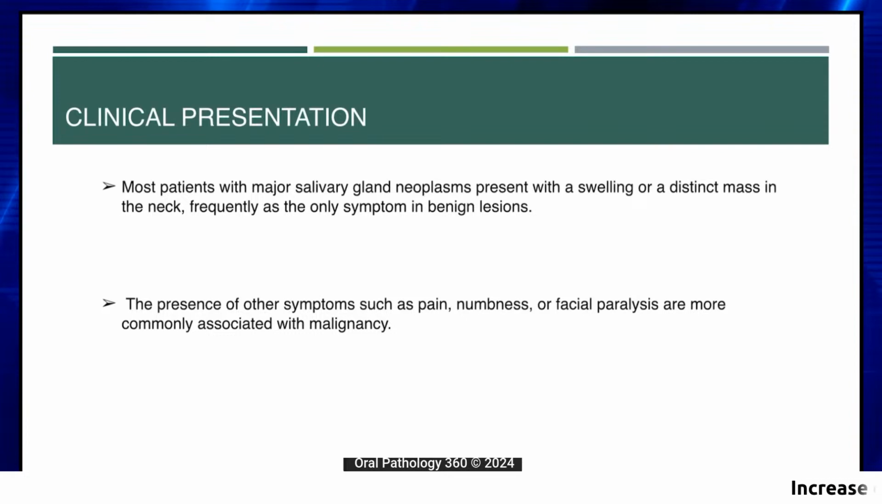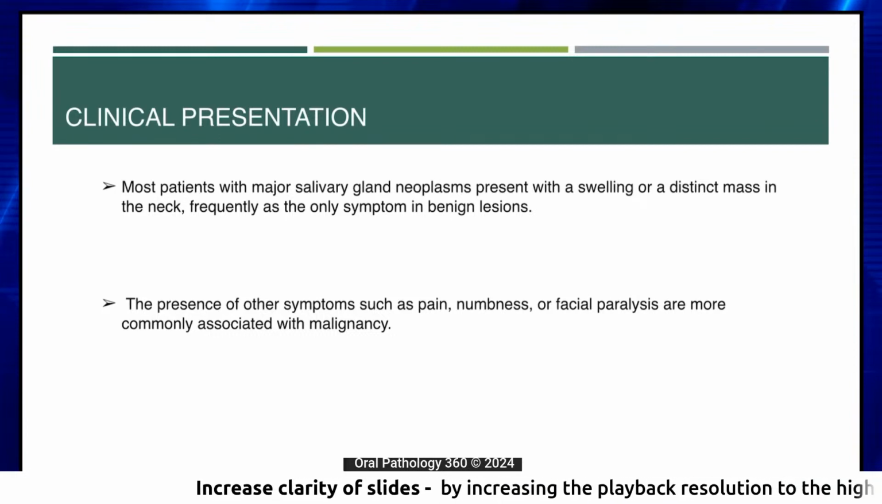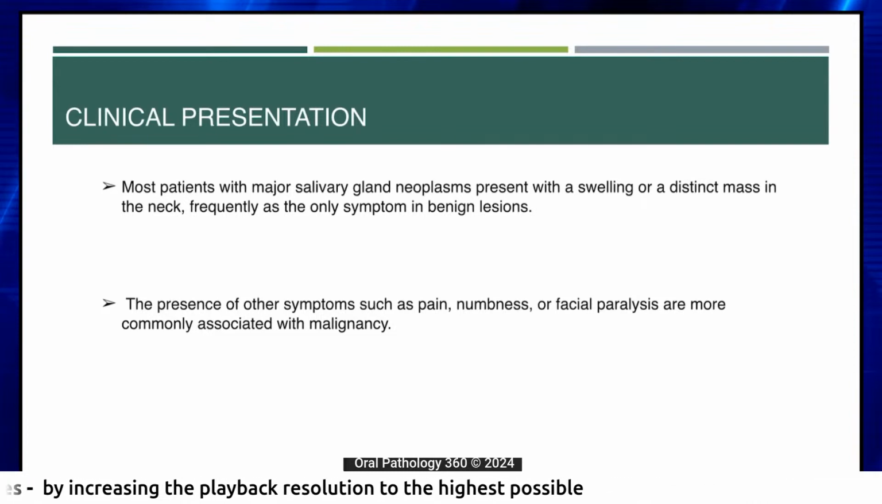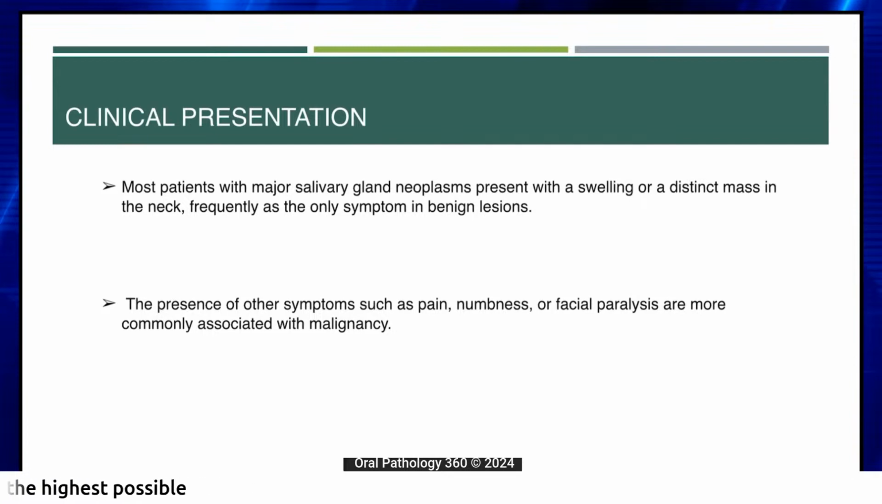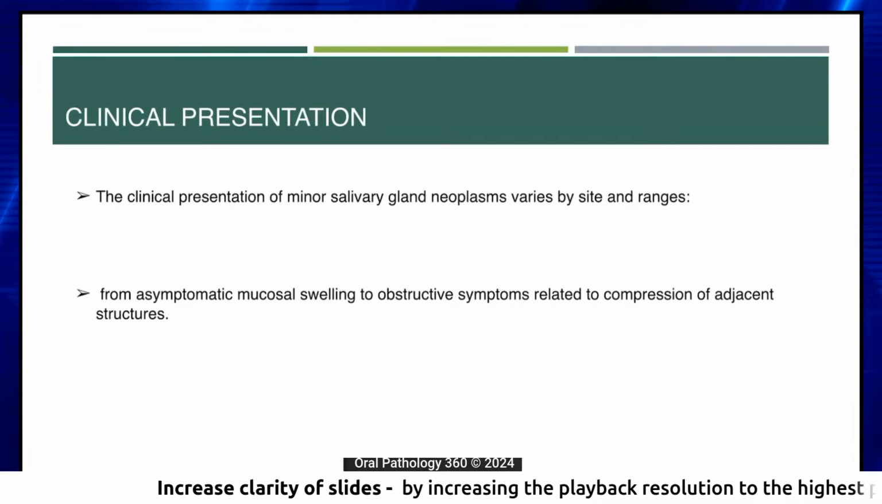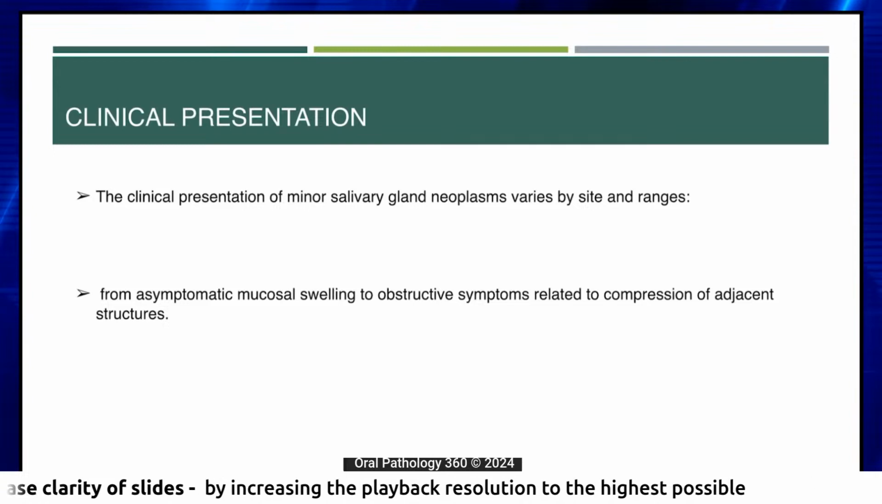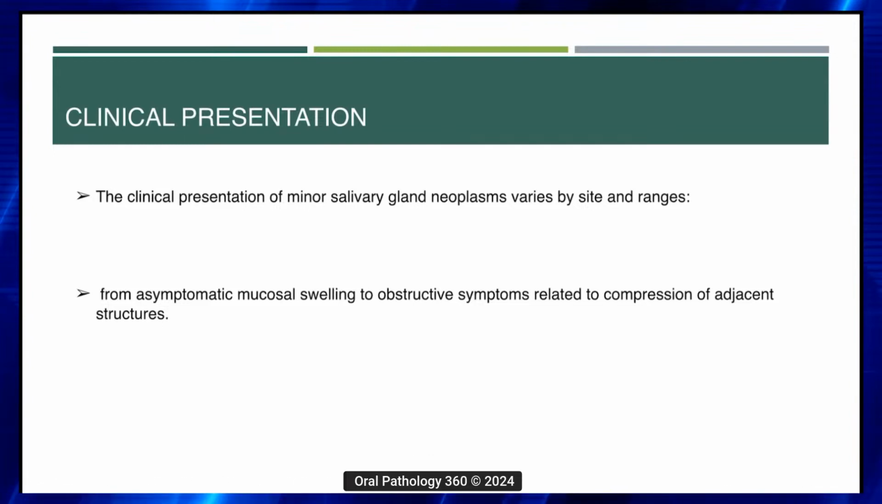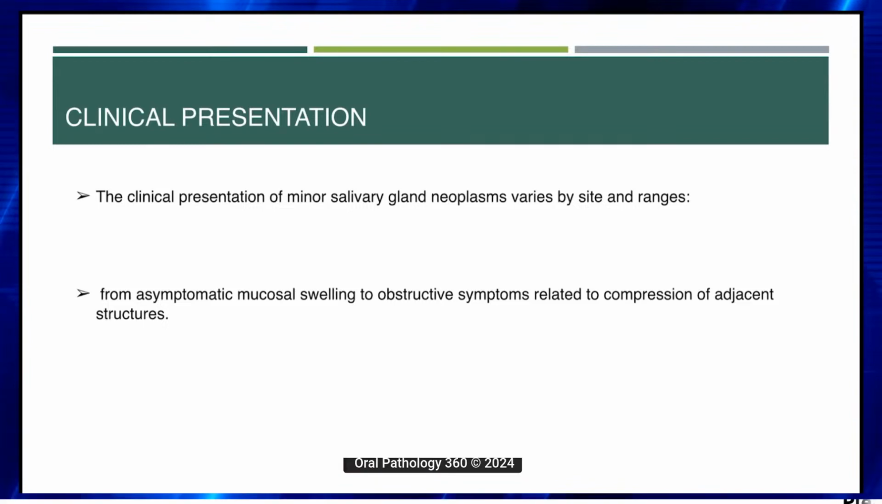Most patients with major salivary gland neoplasm notice a swelling or distinct mass in the neck, often the sole symptom in benign cases. Other symptoms such as pain, numbness, or facial paralysis are more common in malignant cases. The clinical presentation of minor salivary gland neoplasms varies based on the location. Symptoms can range from asymptomatic mucosal swelling to obstructive symptoms caused by compression of nearby structures.